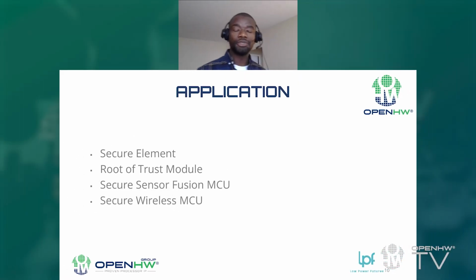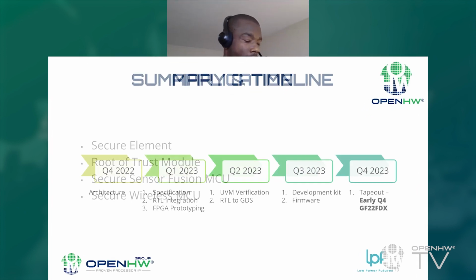Among the applications of the trusted MCU, we have the secure element. It could be used as a secure element. It could also be used as a root of trust module. But the main applications are really secure MCUs, which include secure sensor fusion or secure wireless MCU.